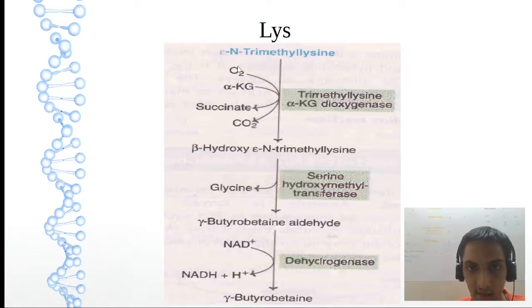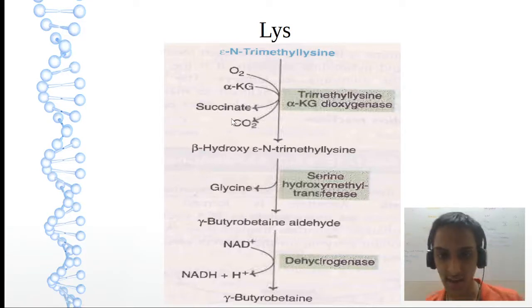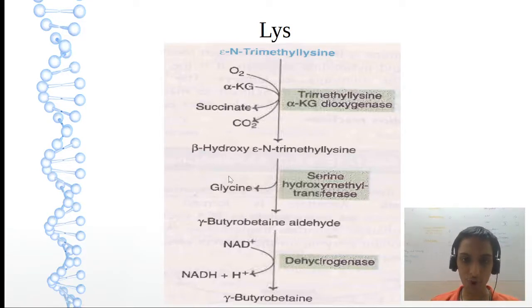It's very easy. So, starting product: epsilon N trimethyl lysine. I repeat, epsilon N trimethyl lysine. On alpha KG dioxygenase, oxygen to CO2, alpha ketoglutarate to succinate. Just the word beta hydroxy is added. So, for the first step and second, from first molecule to second molecule, the difference is only this, beta hydroxy. So beta hydroxy is added: beta hydroxy epsilon N trimethyl lysine.